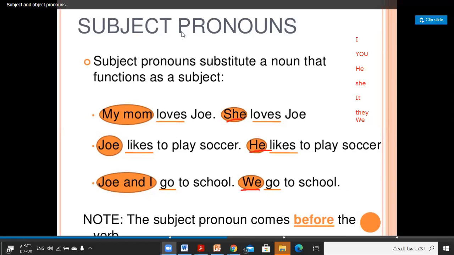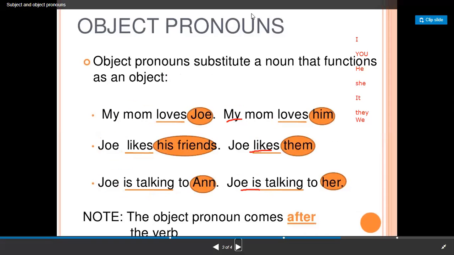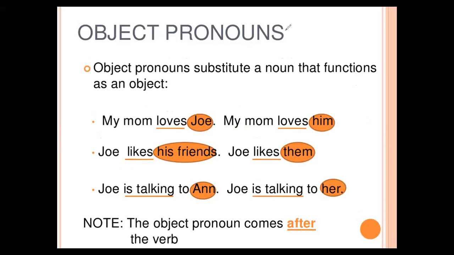Let's go for object. Object pronouns take the place of the object in the sentence. I have these objects: him, them, her, it, you, me. My mom loves Joe. So I will say my mom loves him because he's a boy. Joe likes his friends and they are a group. Then I will change it and put them. Joe is talking to Anne. Anne is a girl. Then I will say Joe is talking to her.